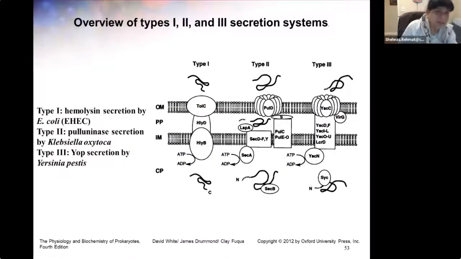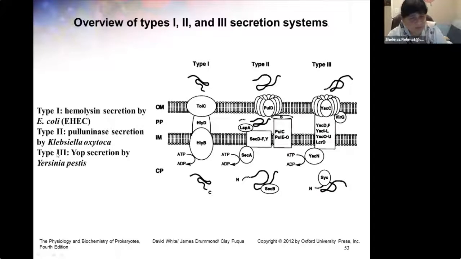So here is a comparison and some examples of type 1, 2, and 3 secretion systems. Now that we've come up to 1, 2, 3, let's look at them. The example of a type 1 is hemolysin that is secreted by E. coli, the toxic one. The EHEC strain of E. coli produces a hemolysin, and that is an example of the type 1, which is being shown here. Then type 2, the example is Klebsiella oxytoca, where the type 2 system is being used to secrete an enzyme called pullulanase, which is secreted into the environment.